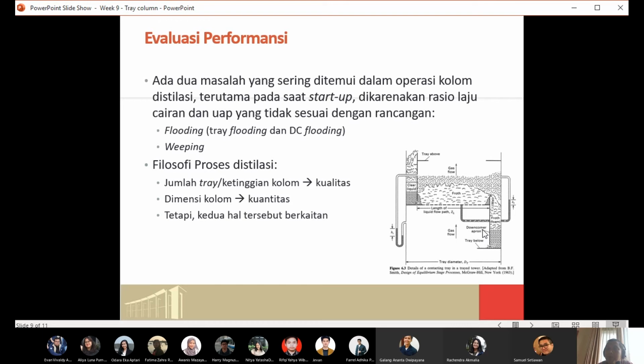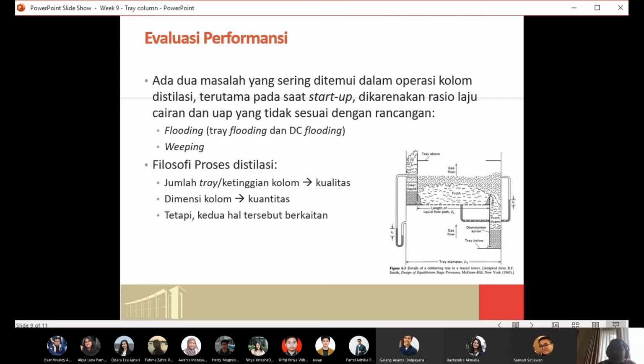What happens there? If you have a very high volume, but the size of the chamber is the same and the size of the hole is also the same, it means the velocity of the gas passing through this hole will be higher than in normal conditions. That's called the jet. The term jet comes from the high velocity when the gas passes through the hole of the tray.